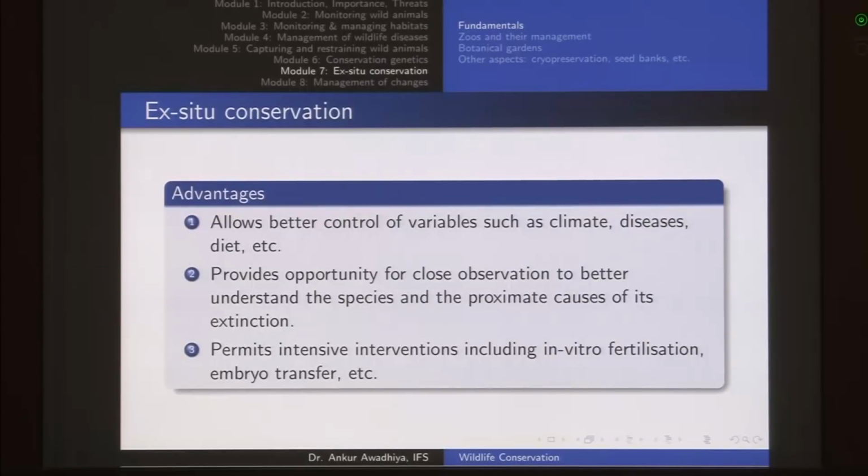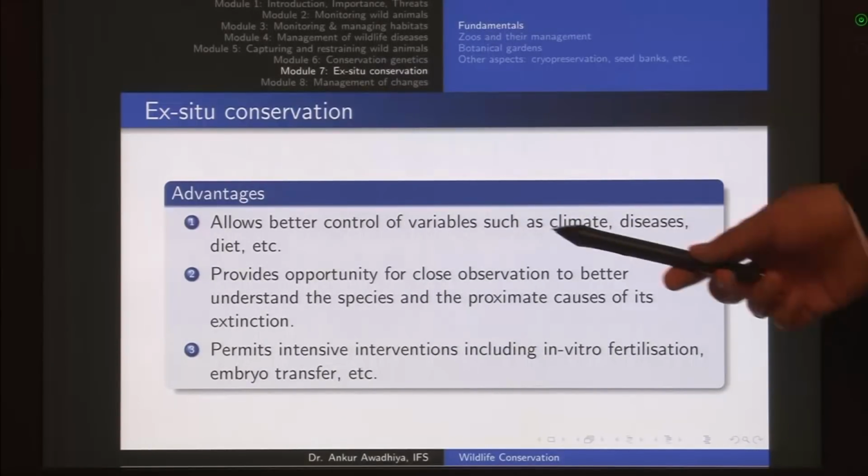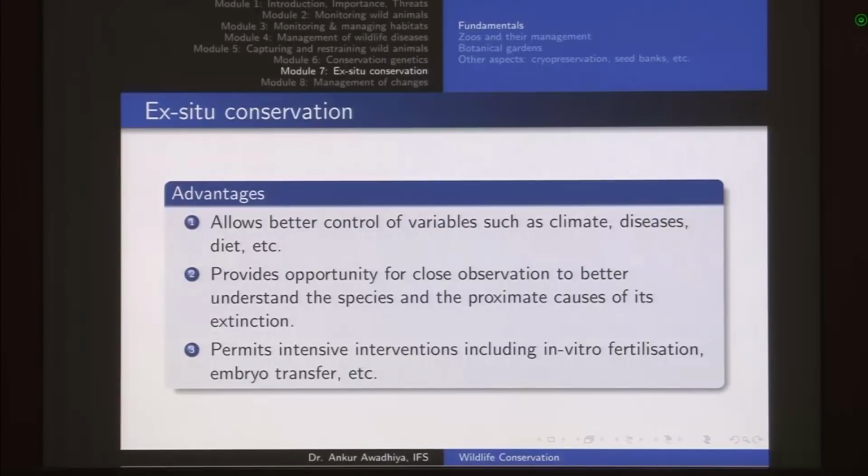Essentially what we are doing in ex situ conservation is creating a facility, shifting some animals into that facility, and doing an intensive management of the animals. When that happens, we have better control over variables such as climate, diseases, diet and so on. For instance, if you get to know that the giant panda breeds at a temperature of between 15 and 20 degrees Celsius.